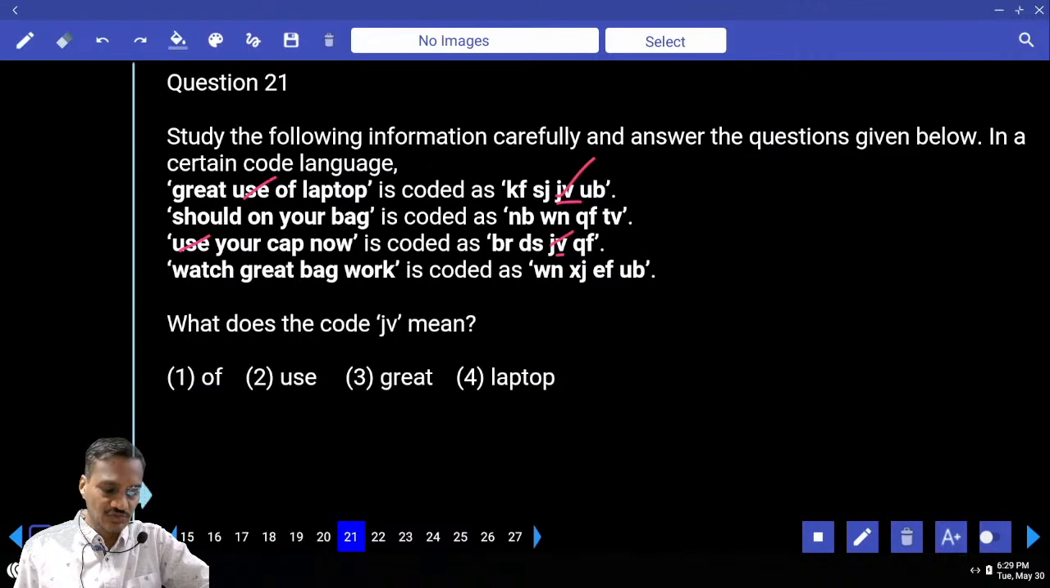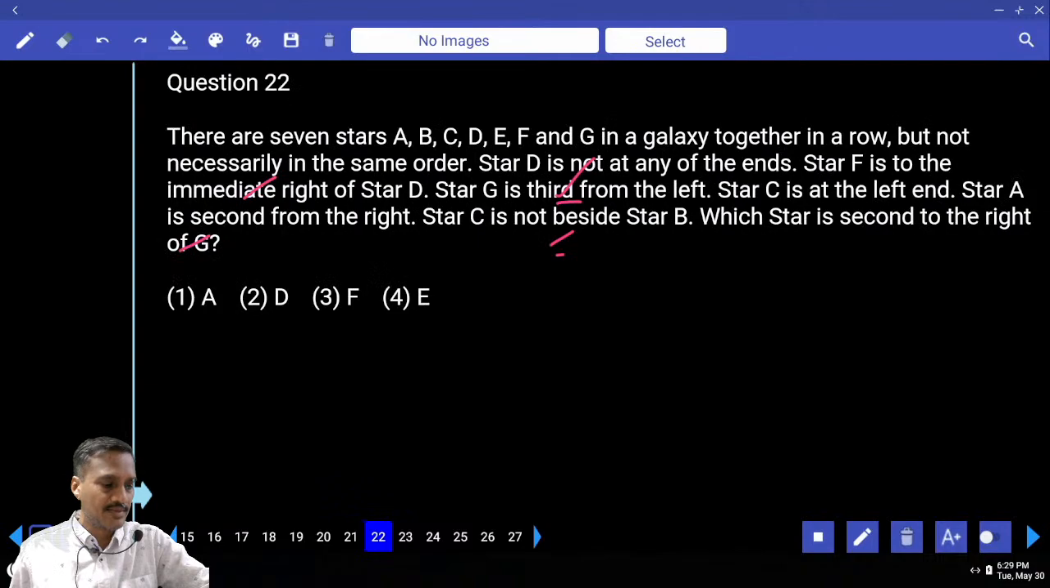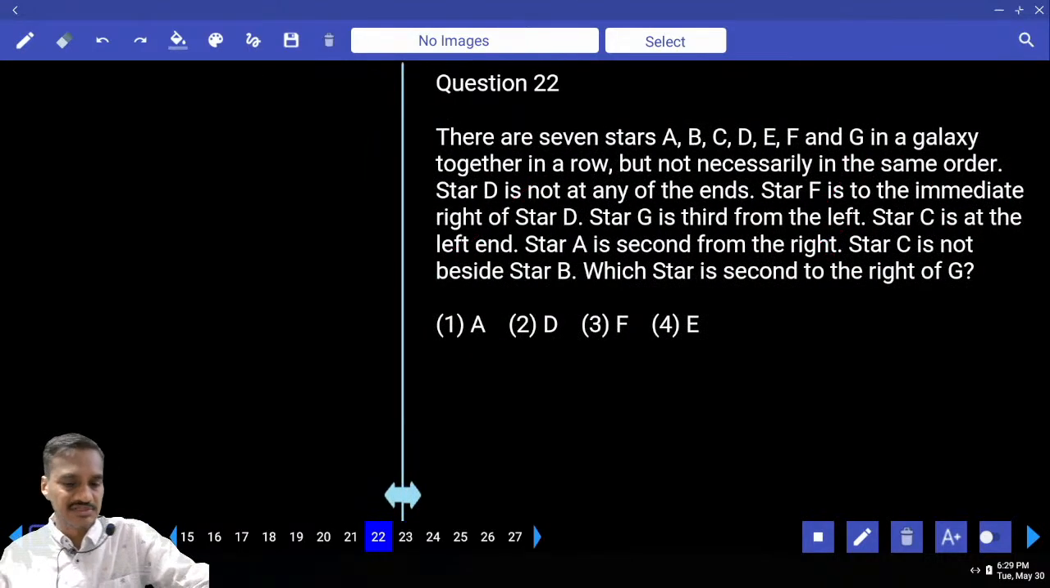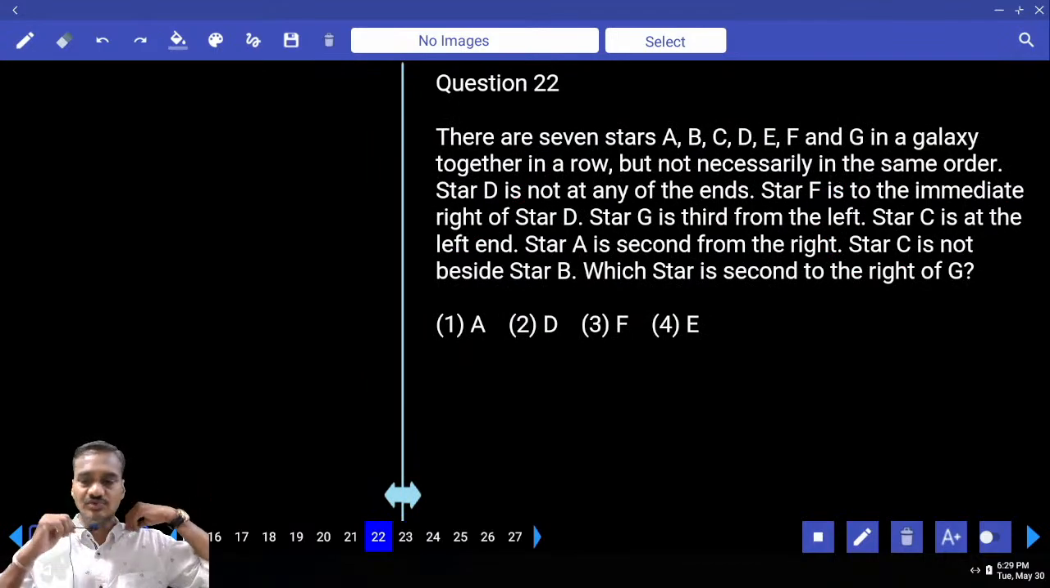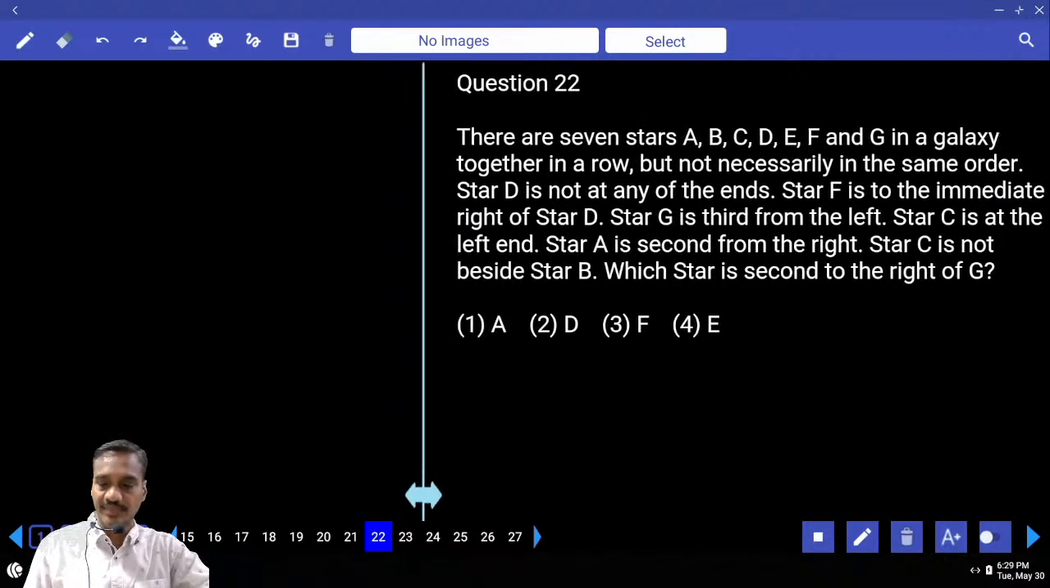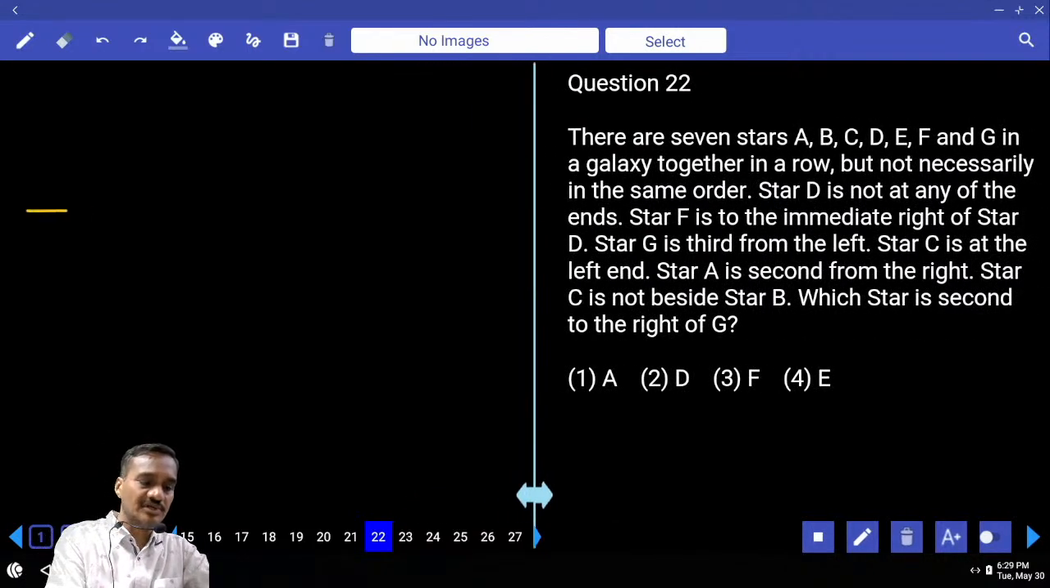That is the answer to question number 21. Then the 22nd. In this question number 22, there are 7 stars, A through Z, in a galaxy together in a row, but not necessarily in order. And D is not at any end of the row. How many are there? 7: 1, 2, 3, 4, 5, 6, 7.